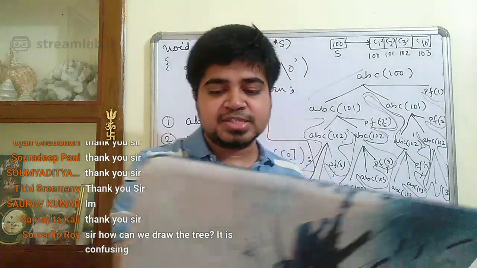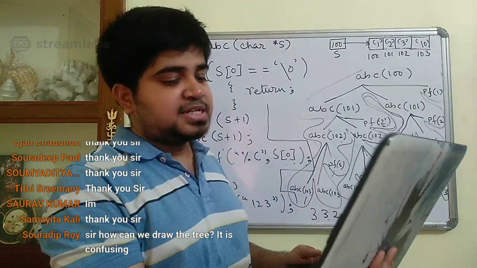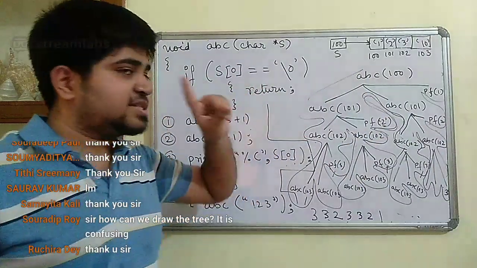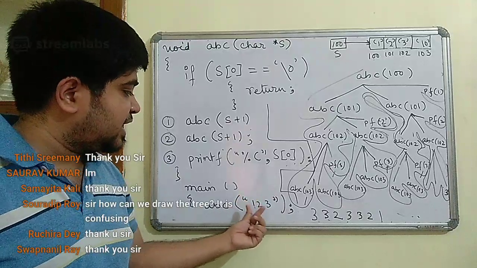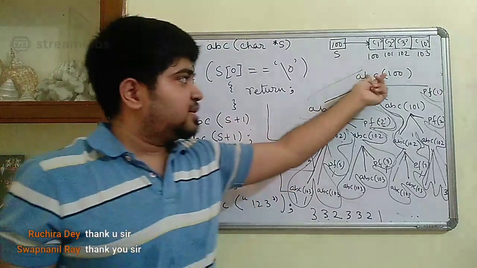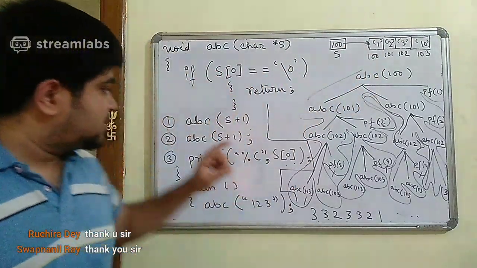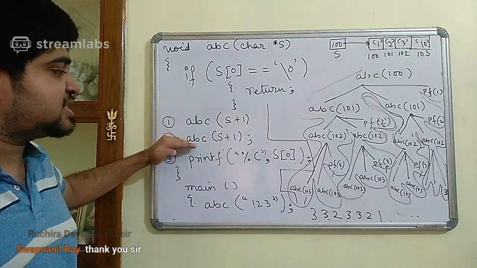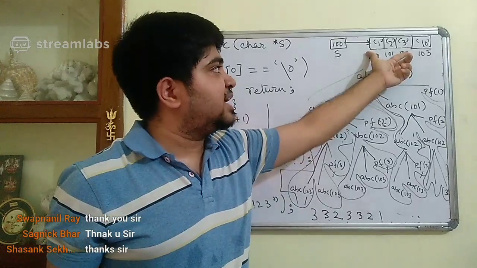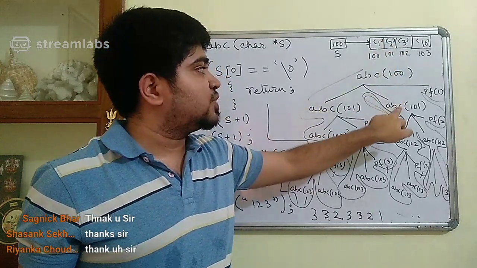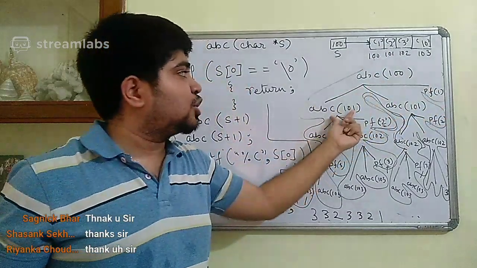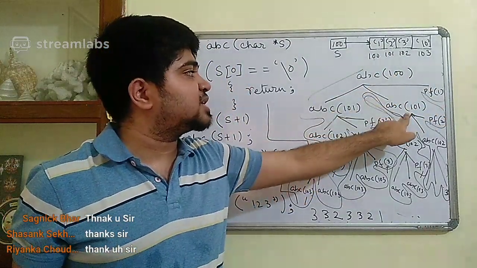Okay. Shododip Roy asks, sir, how can we draw the tree? It is confusing. Yes, the tree is a bit of a confusing approach, but think about it, it's always like this. When you are calling ABC of 123, you are calling with the base address 100 and you are doing 3 tasks. ABC of S plus 1, ABC of S plus 1 and printf S of 0. So currently for this array, S of 0 is this. So we are printing what? S of 0 is this, 1. So you are printing 1 and you are calling 100 plus 1, 100 plus 1.